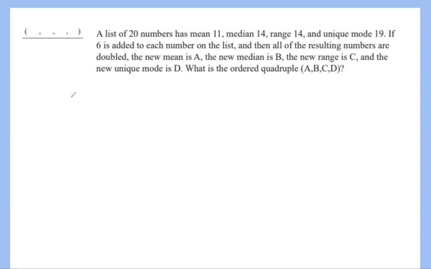So we are given the mean is 11. So I'm gonna go with that. So the mean is 11, and the median is 14. Okay, and the range is also 14. And the unique mode is 19.